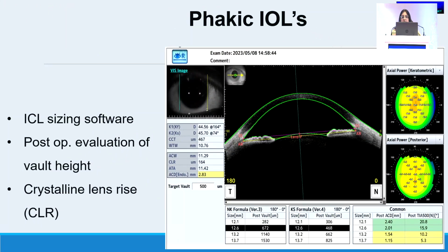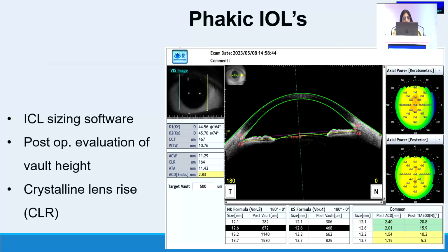Phakic IOLs, the Swept-source OCT can be used for ICL sizing software. For example, we have the NK formula and the KS formula, and these can be used, especially in borderline cases where we are measuring with our manual digital caliper, we can correlate with these.